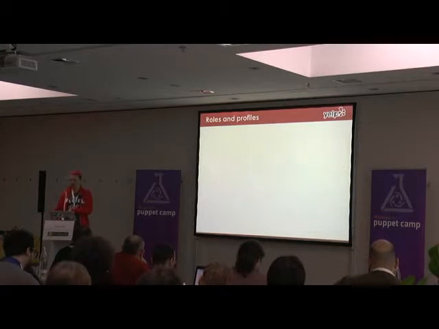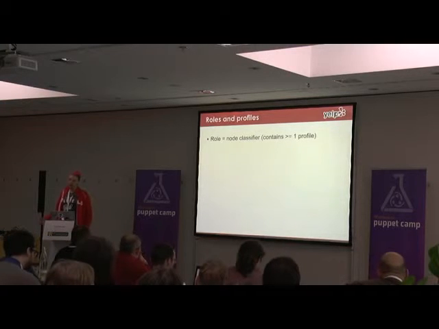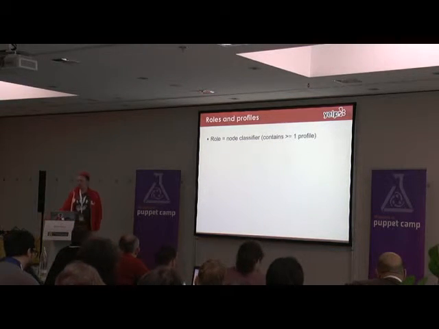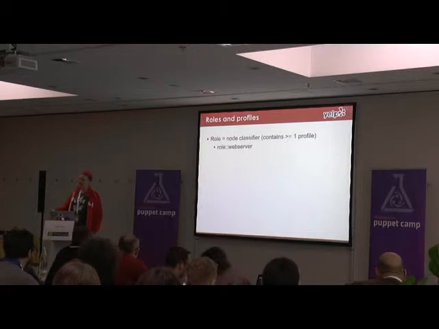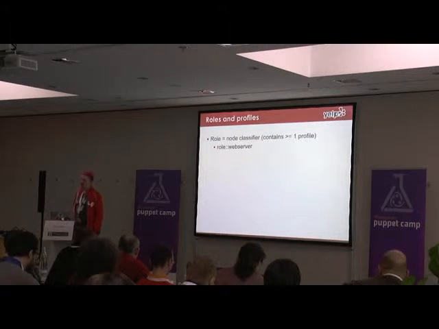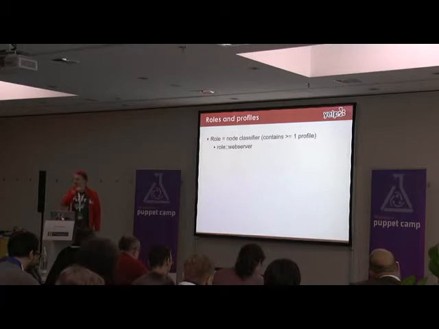A role is basically a node classifier. Every machine will have exactly one role. No more, no less, exactly one role. So, for example, it's a web server, and that's very obvious. You have node web 47, include role web server. Job done. It's completely obvious what this machine does.